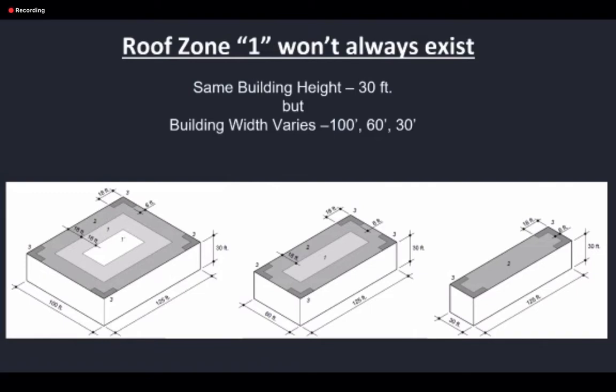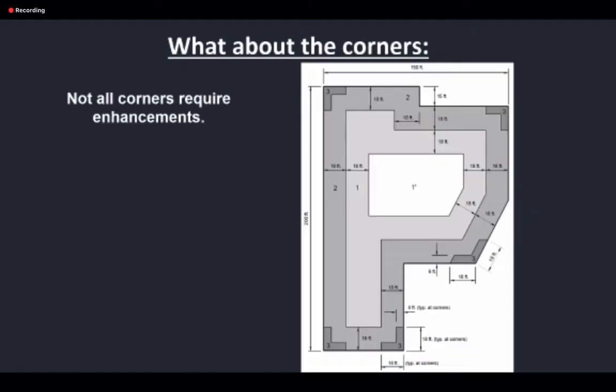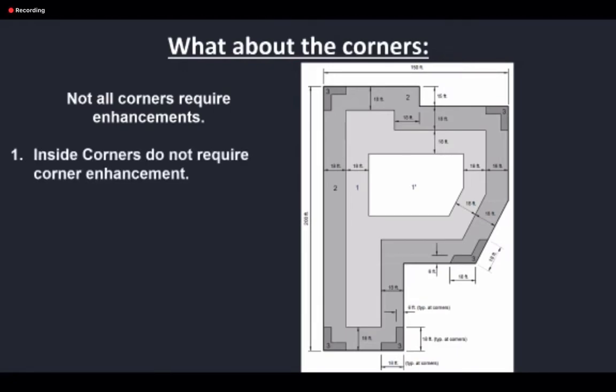So the shorter width of the building may change the layout of the building when it comes to Zone 1 Prime. You want to keep that in mind: Zone 1 is a variable that may or may not take place on any given building based on either the height or the width of the building. Now there are some additional things we need to keep in mind: what about the corners? With ASCE 7-16, not all corners require enhancements. The first rule for ASCE 7-16 is that inside corners do not require corner enhancement. So I'm going to call that out.